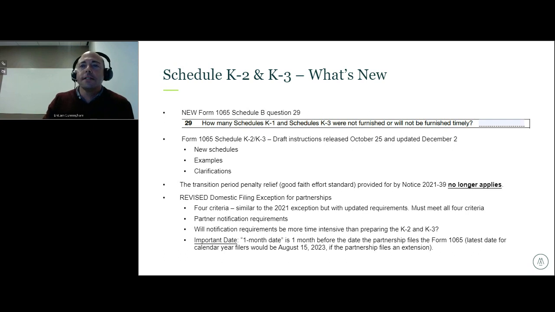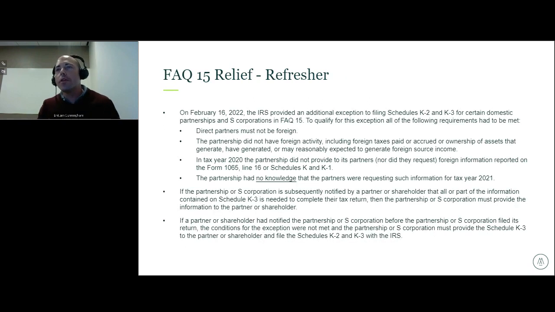So let's take a big step back though and just go to what we had last year as far as relief, and then I'll walk through how that lines up with the new rule. This is again the domestic filing exception. In limited circumstances, it could apply. Last year, just looking at those sub-bullets, we had four requirements. The direct partners of the partnership all must be non-foreign, cannot be foreign partners. The domestic partnership had to not have foreign activity.